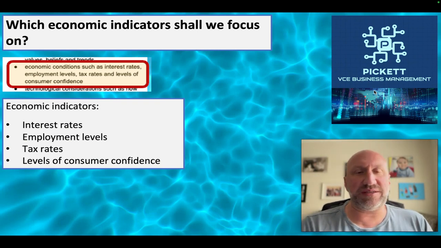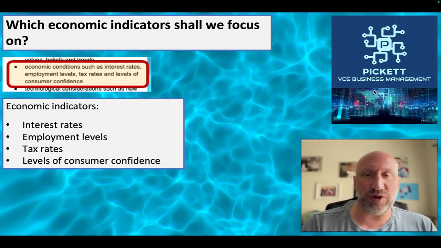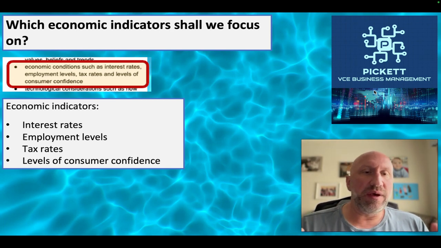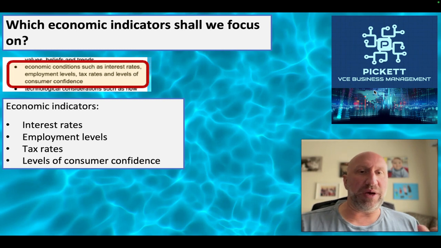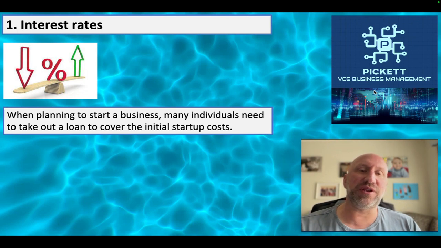Let's just go back to the study design. It said such as interest rates, employment levels, tax rates, and levels of consumer confidence. So they're the ones that we'll focus on. Okay, there are many more. And if you do VC economics over the course of your 2-year study, you'll look at lots of different economic indicators, I'm pretty sure. But we're just going to focus on the ones that study design says, as we always do. So let's start off with interest rates.